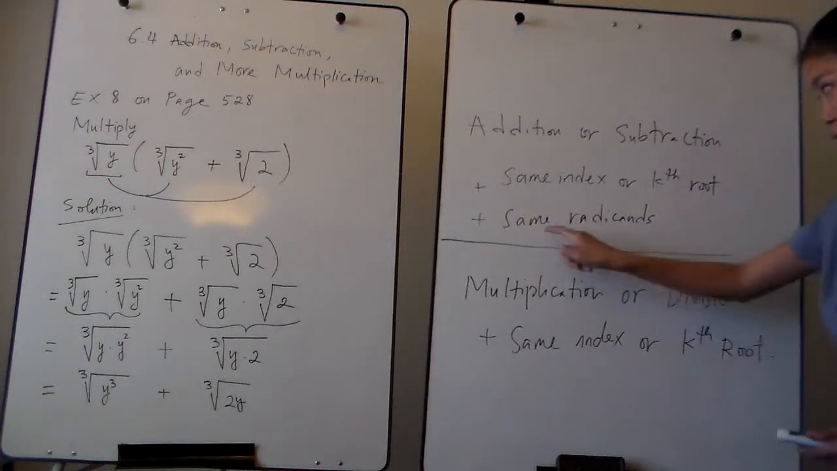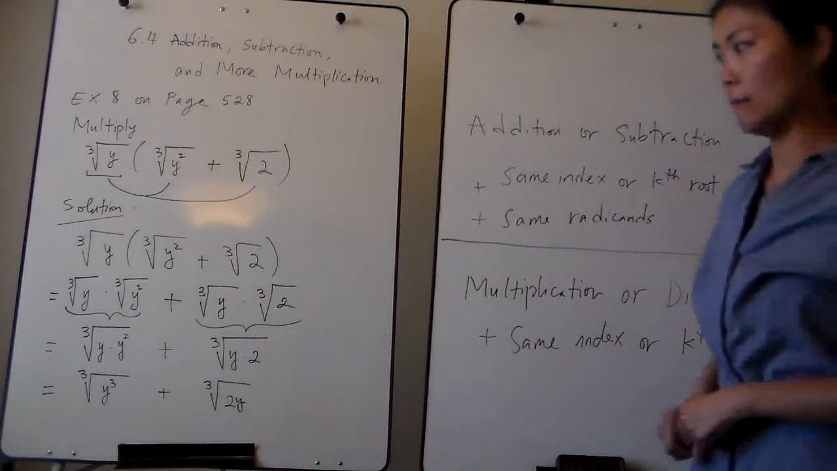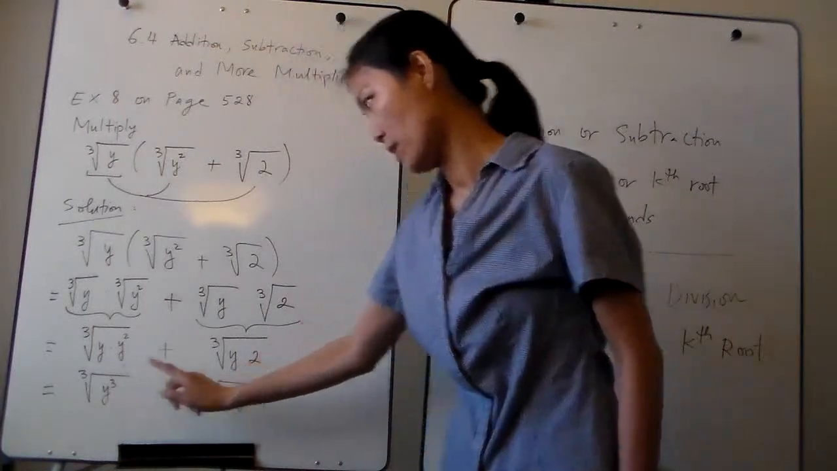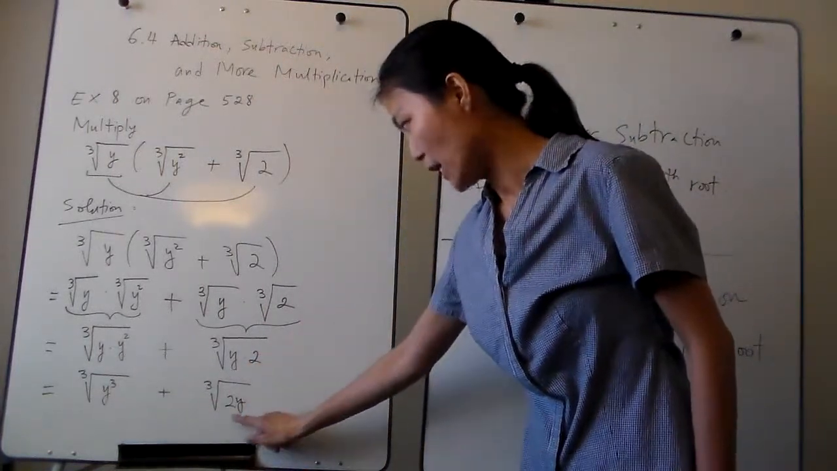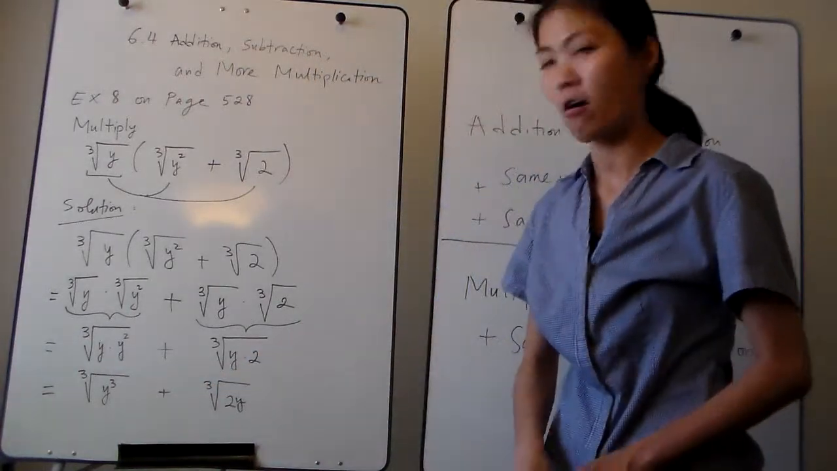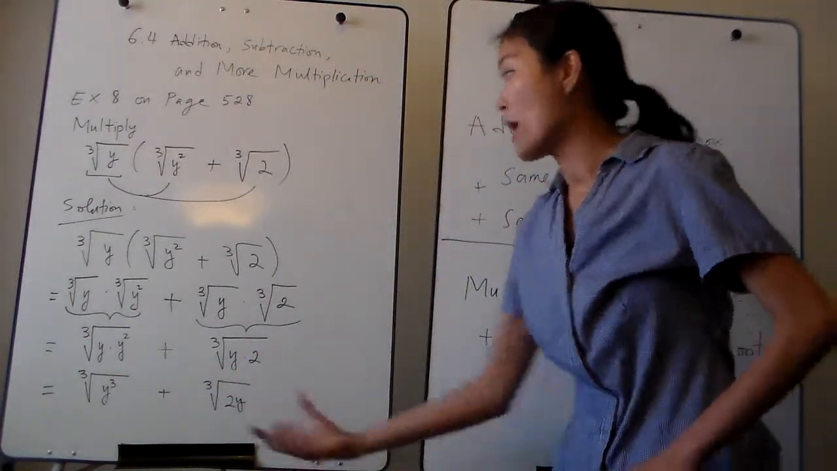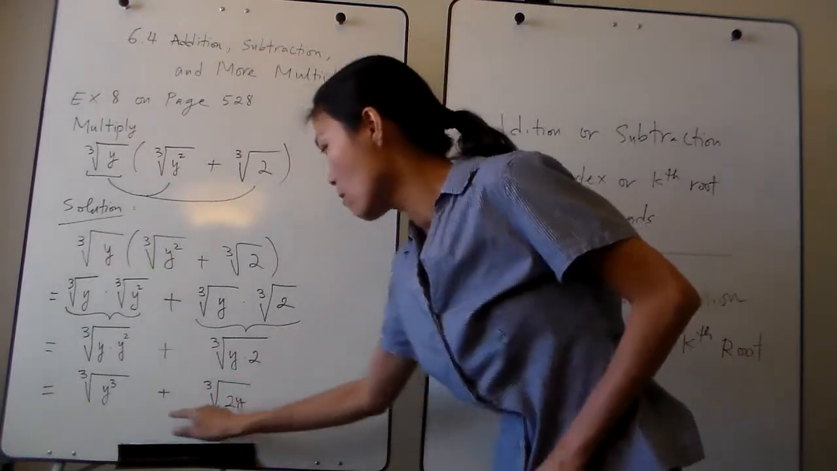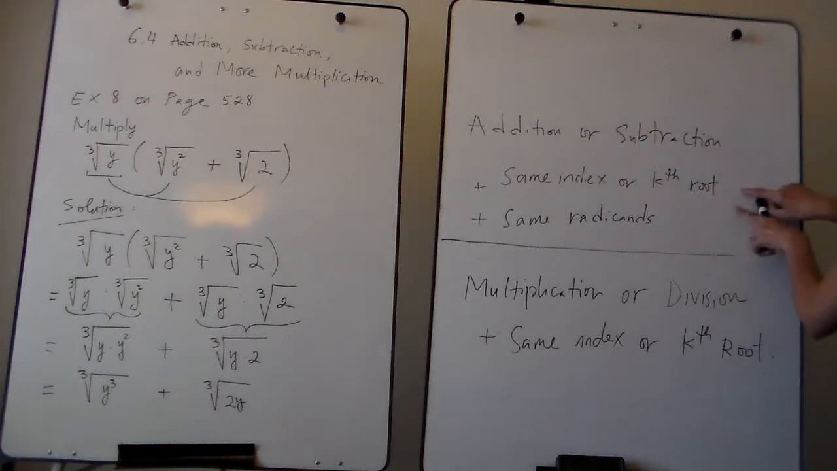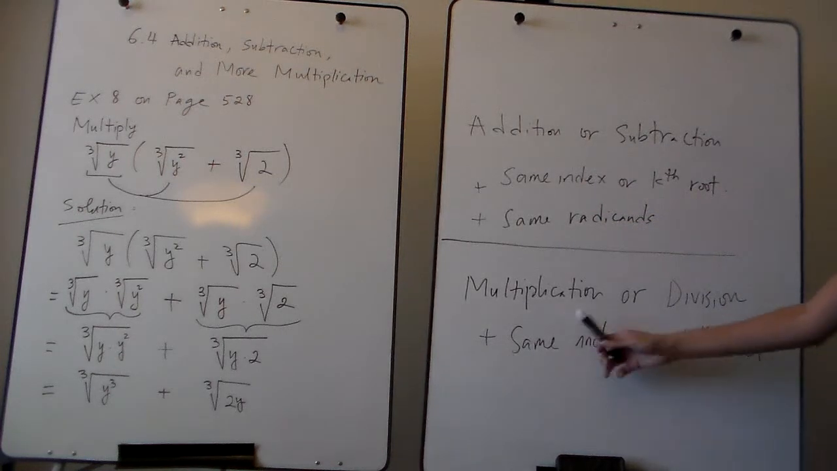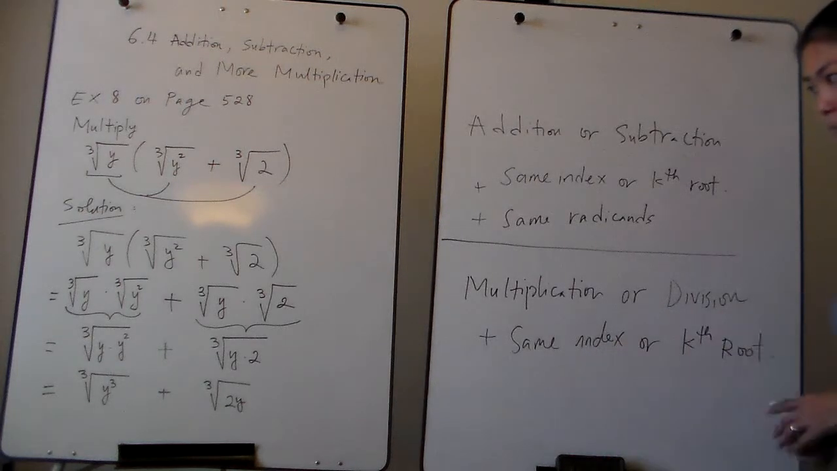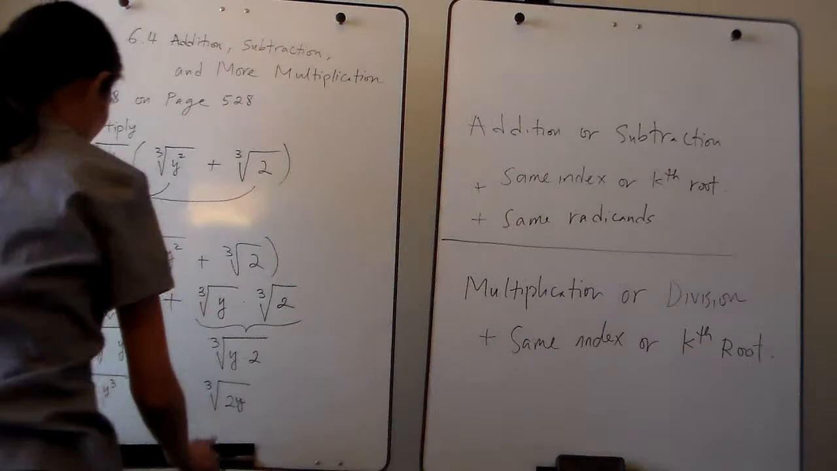Now, do they have the same radicand when you add or subtract them? This radical has radicand y to the third power. This radical has radicand 2y. Now, y to the third and 2y are different. So that means you cannot combine these two radicals. For addition and subtraction, you need these two conditions. For multiplication or division, you only need one, which is that the two radicals have the same index. Now, you cannot combine them.